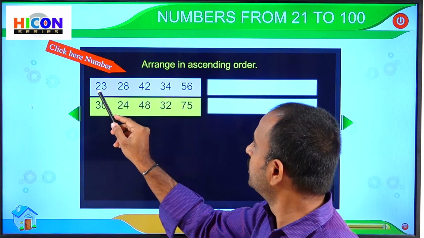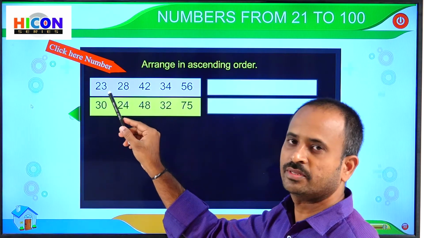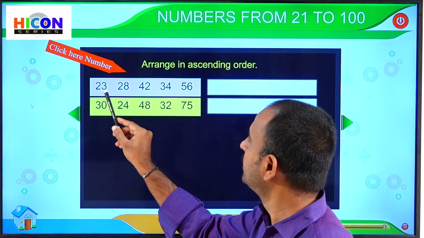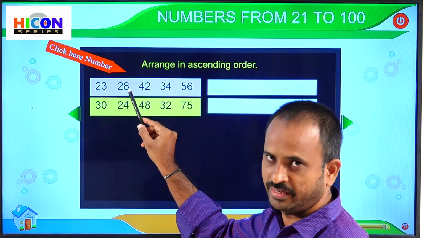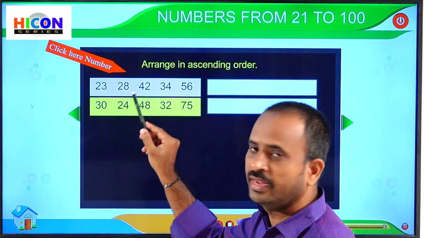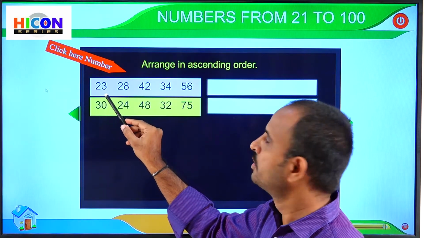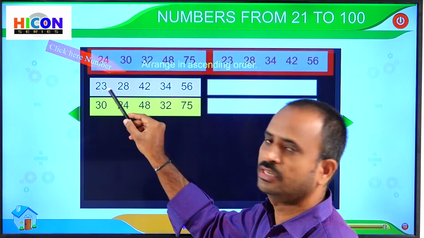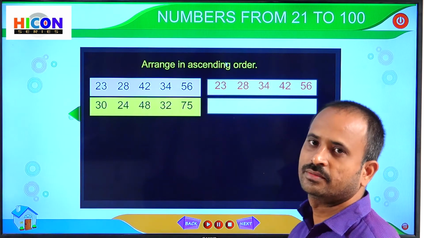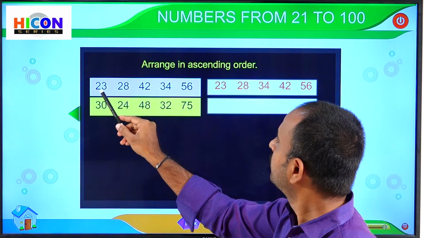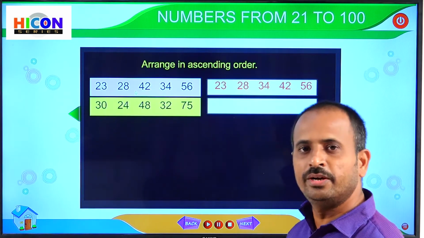So if the first digits are the same, then compare the second digit in these numbers. What is the second digit in 23? 3. And what is the second digit in 28? 8. So among 3 and 8, which is the smaller digit? 3 is the smaller digit. So 23 is the smallest number among these numbers. So write 23 first. And after 23, which is the smallest? 28. So the next number will be 28.